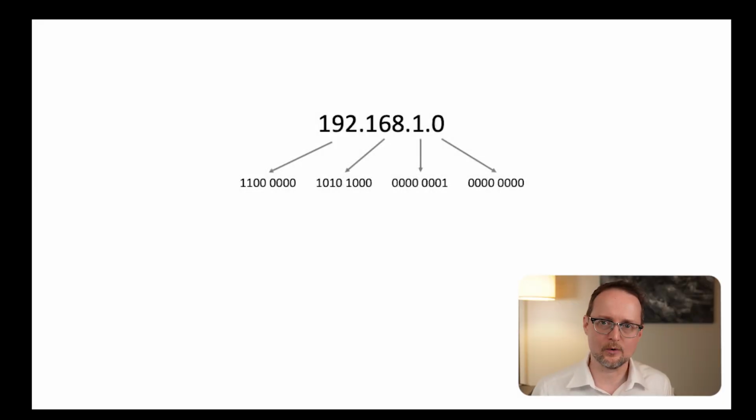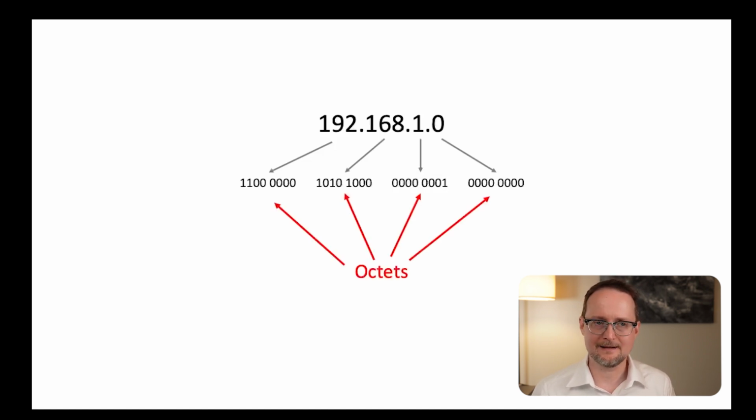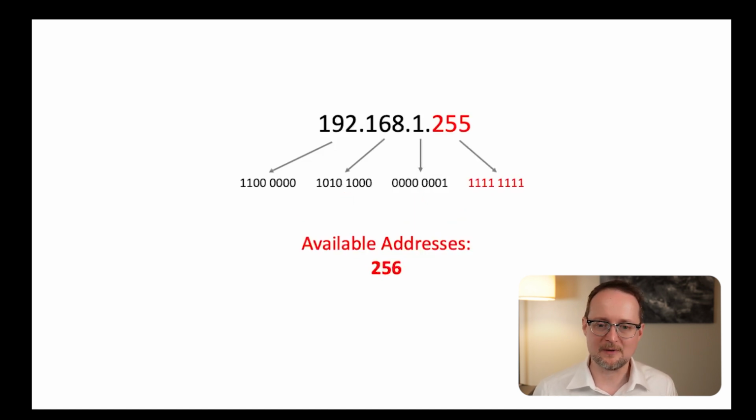An IP address has 4 sections. Each section is made up of a byte, or 8 bits, and is separated by a period. And another name for each byte is an octet, and that's the terminology I'll be using for the rest of this video. Now let's talk about sizing.